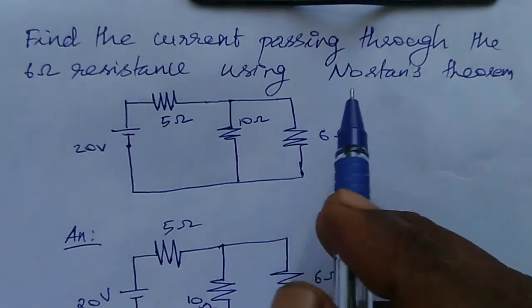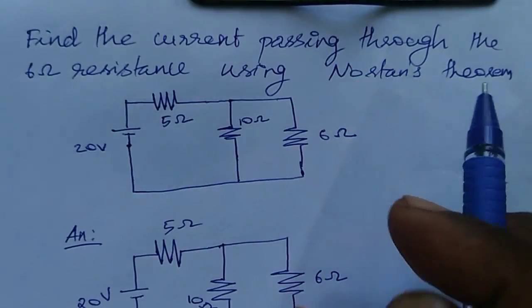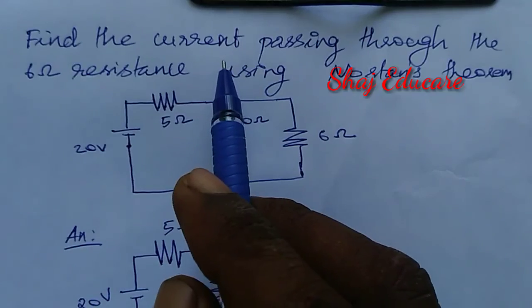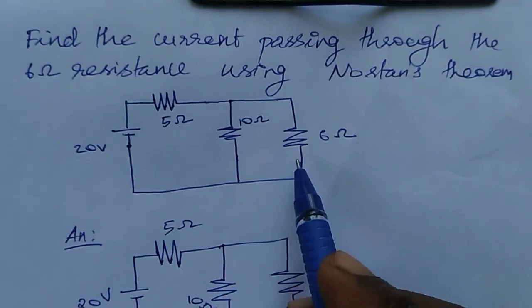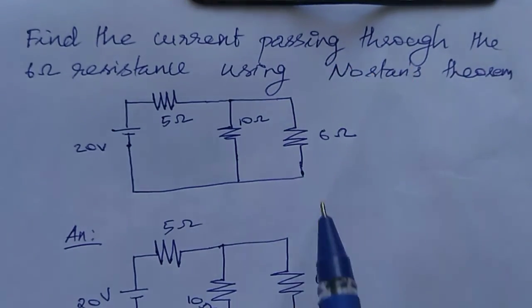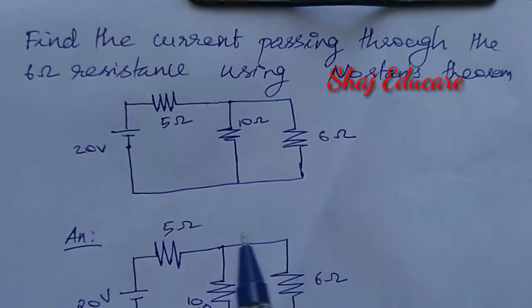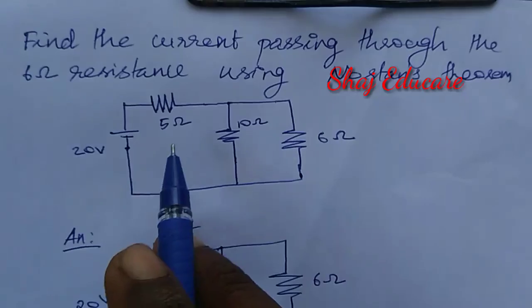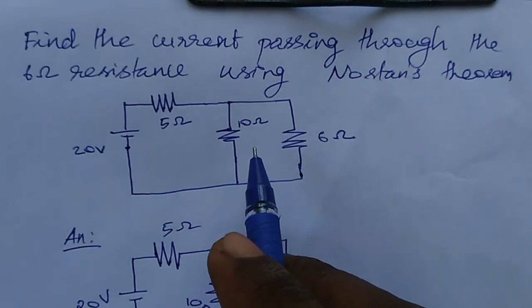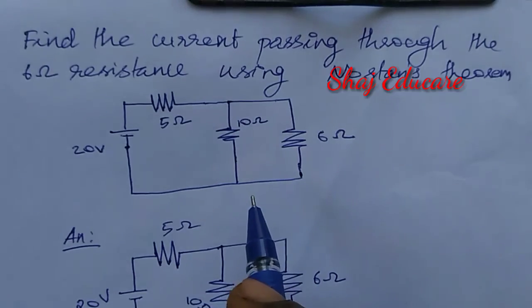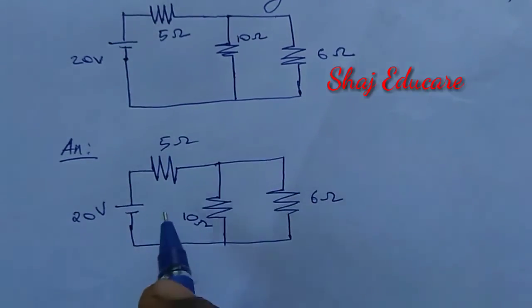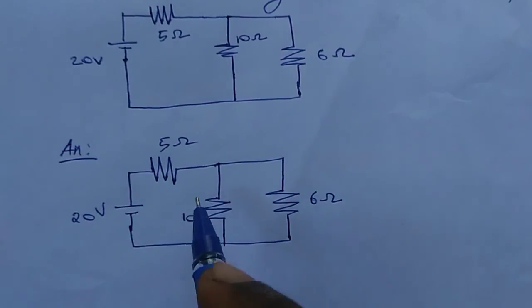Here is an example for Norton's theorem. Now here we have to find the current passing through the 6 ohm resistance using Norton's theorem. The circuit consists of 5 ohm resistance, 10 ohm resistance and 6 ohm resistance. In order to solve the problem, I have redrawn the circuit once again.